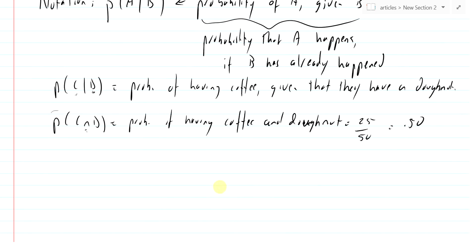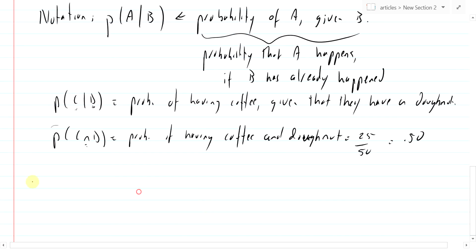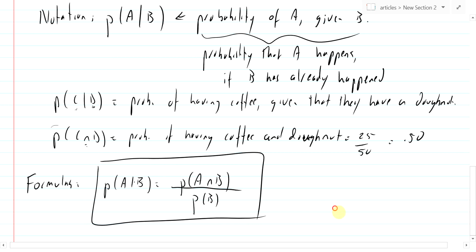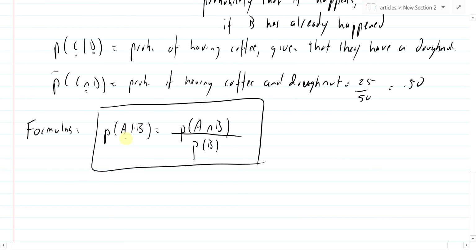Okay, so some formulas. The probability of A given B is the probability of A intersection B divided by the probability of B. So that's the conditional probability formula.